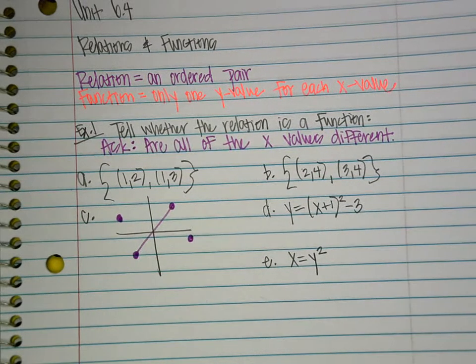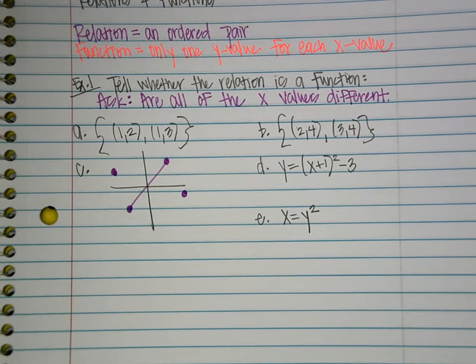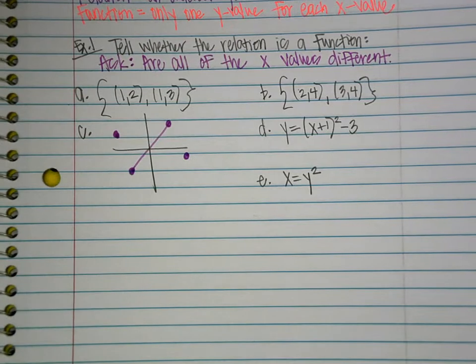So I would like to know, tell whether the relation is a function. So basically any graph is a relation, because any graph you could label all the points. And a relation is just an ordered pair or a group of ordered pairs. So we want to know, is the relation a function for each of these? These are going to be yes or no, basically. I'll give you guys just a couple minutes to get these all written down.